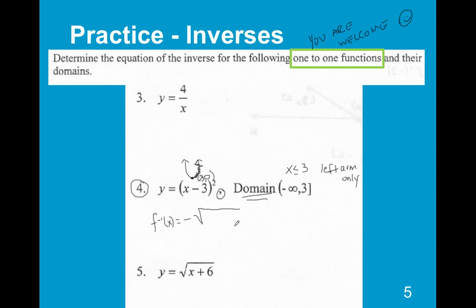Now I want you to look at this one. Nobody asked me to graph. Nobody asked me about domain and range. I know it's one-to-one because I was given one-to-one. I don't expect you to know that that's one-to-one, but I'm giving it to you. So let me show you how kids lose a point on this problem.